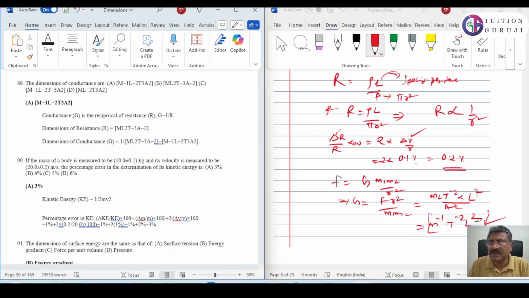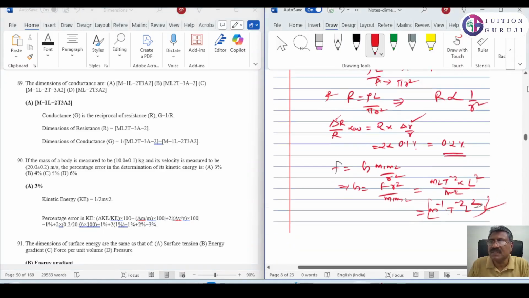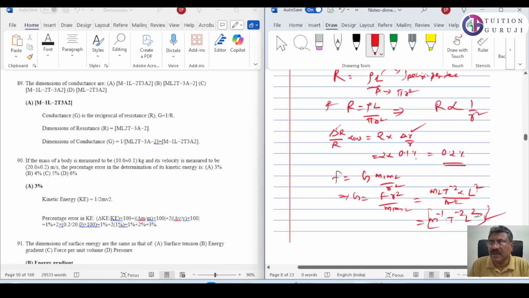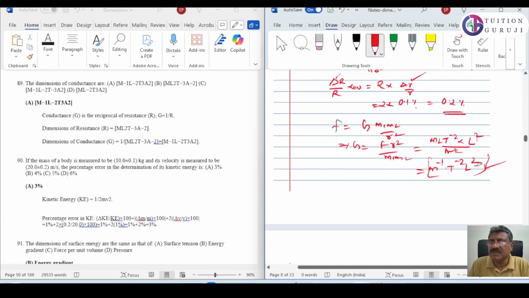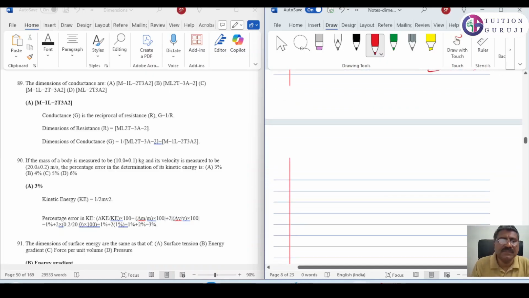So next one, the dimensions of conductance. What is conductance? Conductance is actually reciprocal of the resistance, that is 1 by R. So conductance is equal to 1 by R. So let us see what is R.